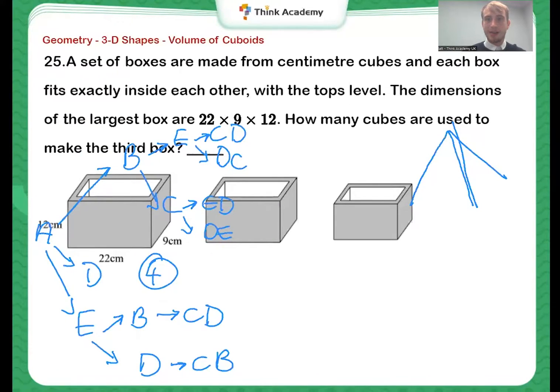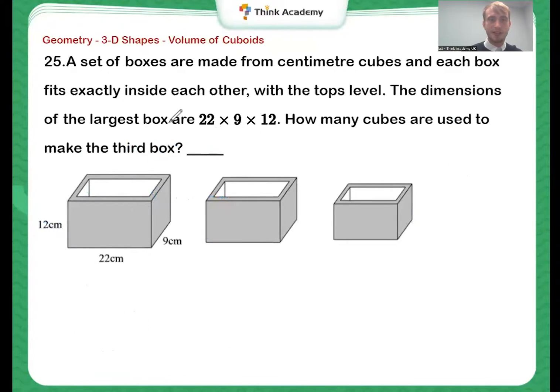Now, this is actually something that we're teaching this week in class on volume. I think maybe some of you that have already had your lesson 6 this week might recognize this, but you've got volumes of cuboids, okay? So we're trying to find the dimensions. Well, we've been given the dimension of this big box, and we want to know how many cubes there are in the third box. So first, we need to find the dimensions of these smaller boxes.